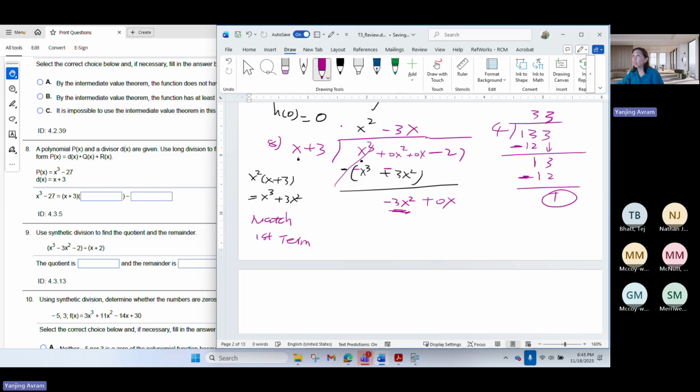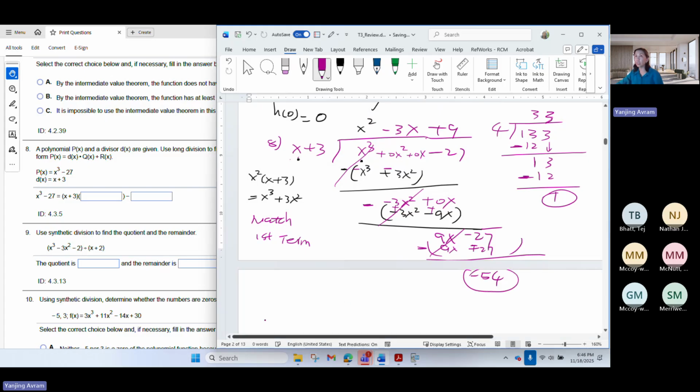Negative 3 times x is negative 3x squared. Negative 3 times 3 is negative 9x. Remember you have to do the subtraction, so these two cancel out and this will be positive. So I have 9x minus 27. Then x needs to become 9x, so I just plus 9. So this will be 9x plus 27. Subtract everything inside, so these two cancel out. Negative 27 minus 27 is negative 54.